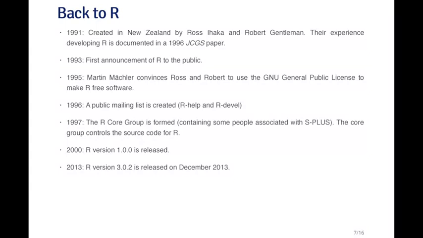In 1997, what's called the R core group was formed, and this contained a lot of the same people who developed S-PLUS, and the core group basically controls the source code for R. So the primary source code for R can only be modified by members of the R core group. However, a number of people who are not in the core group have suggested changes to R, and they have been accepted by the core group.